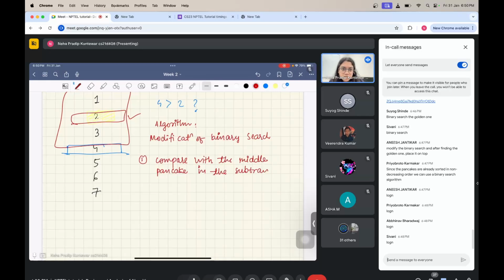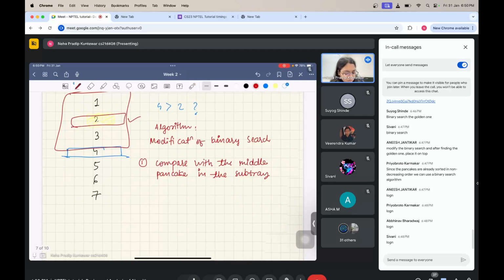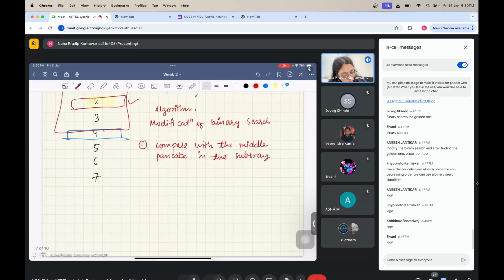I'll just call this subtray. By subtray, I just mean this is what your tray contains initially. Then as you keep on dividing and conquering, you reduce the size of the tray. So I'll just use that term, although you can use any other term.